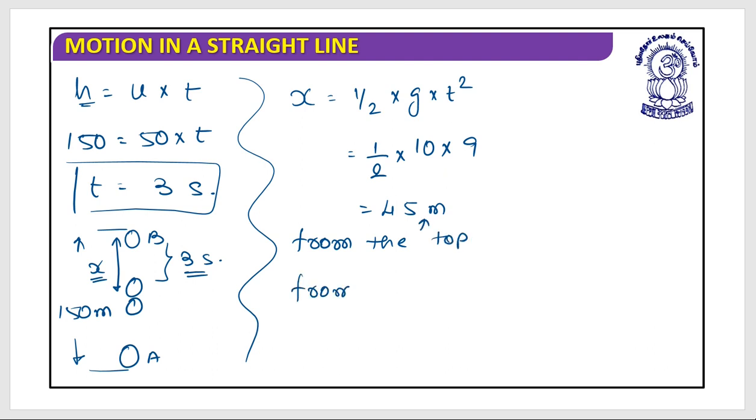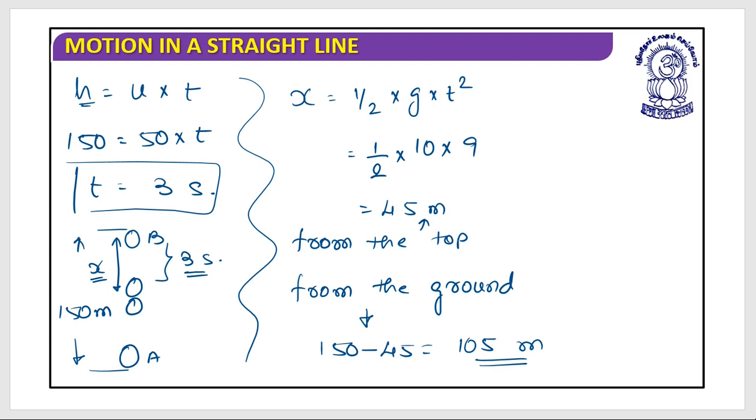If they have been asked from the ground, then I can write it as 150 minus 45, which is equal to 105 meter. So from the top they meet at 45 meter, and from the ground they meet at 105 meter. I hope these things are clear.